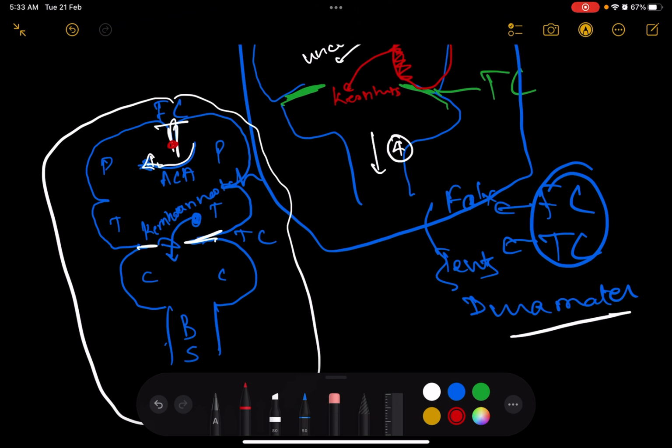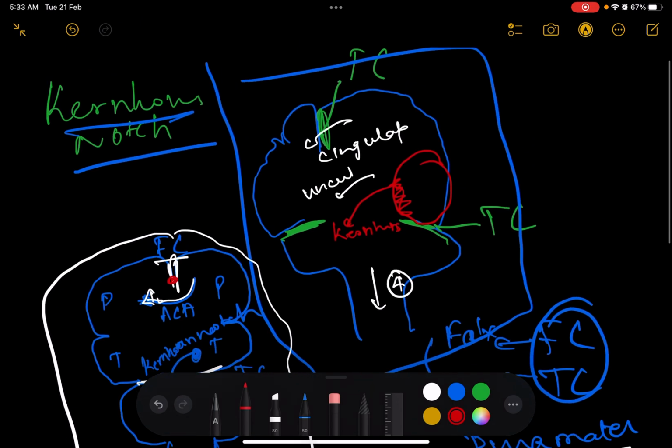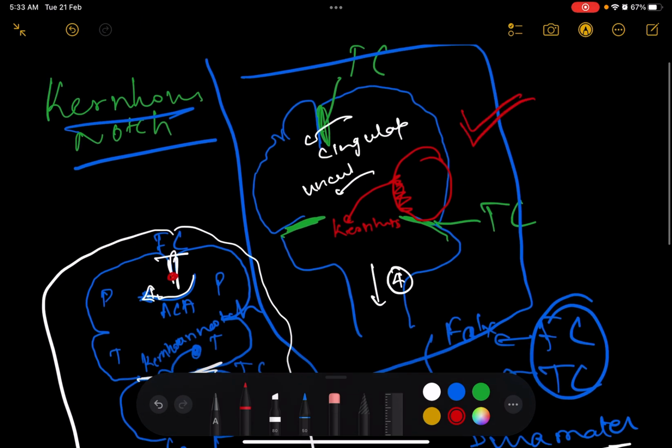So that's one point. The second point is that we have to talk about another herniation, that is your uncal herniation. And now we would look ourselves and focus on this diagram. This is your medial temporal lobe that's going to herniate, and when it herniates into the Kernohan's notch. All right, it herniates through the tentorium cerebri.